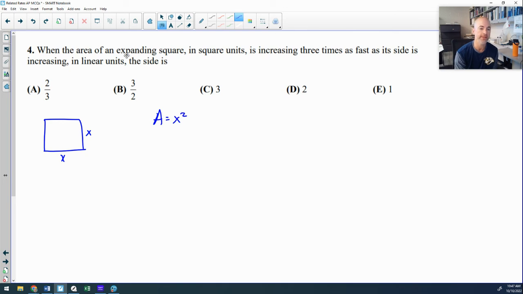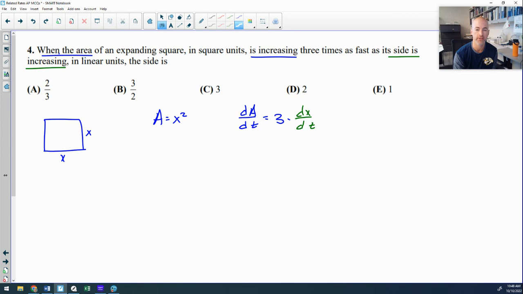It tells you that the area is increasing 3 times as fast as its side length is. So with the area, dA/dt is increasing. I'm starting with this area is increasing 3 times, so 3 times something, and it is increasing 3 times as fast as its side is increasing. I have my side length written as x. So it'll be 3 dx/dt.